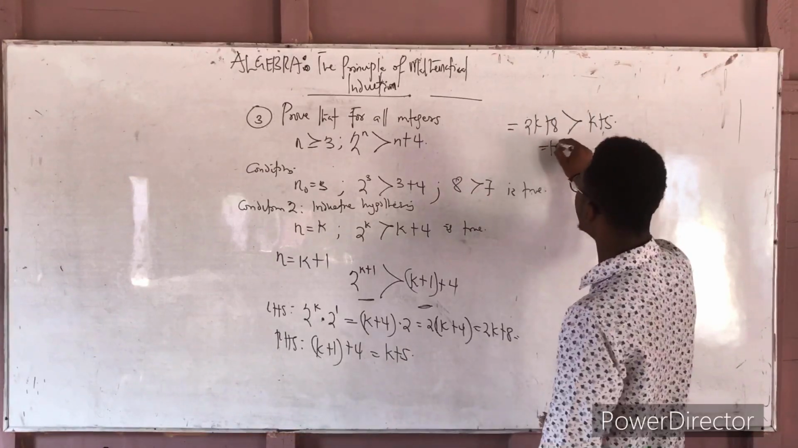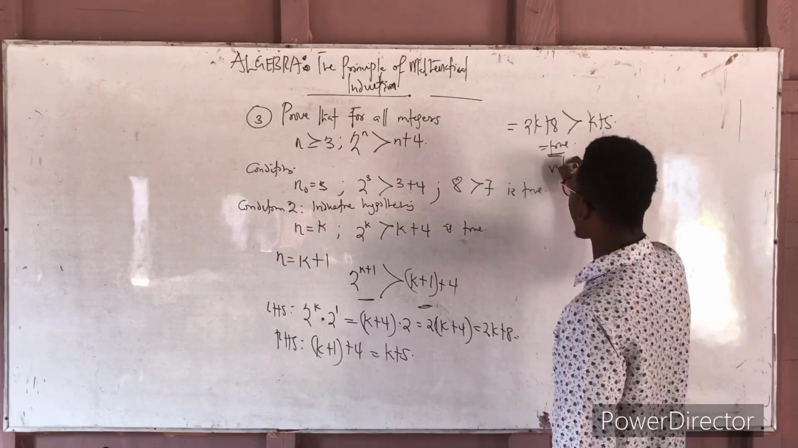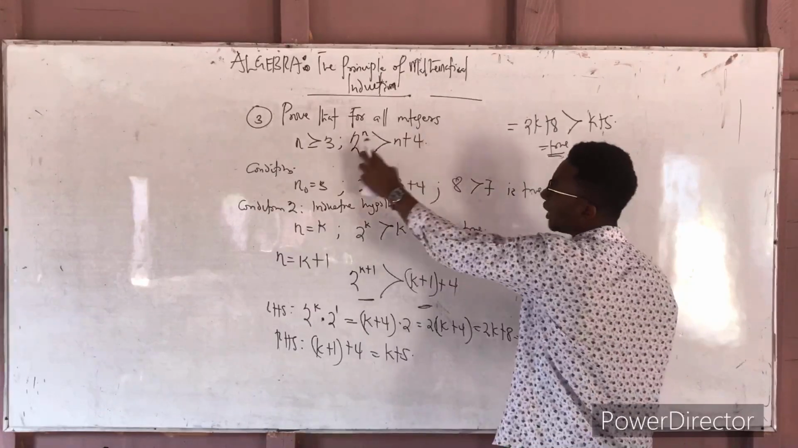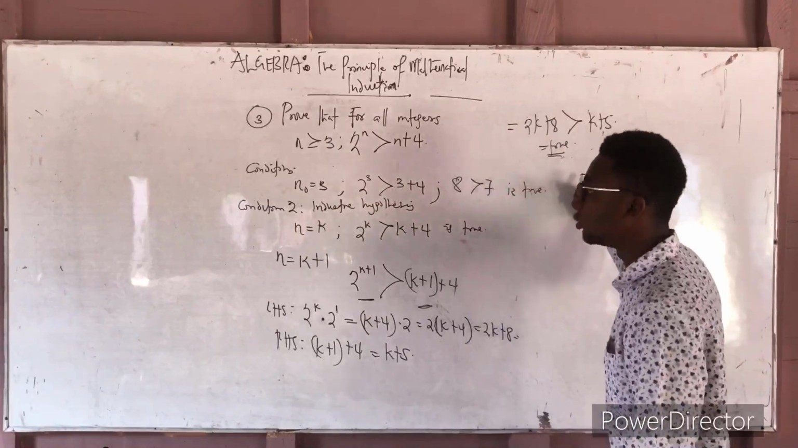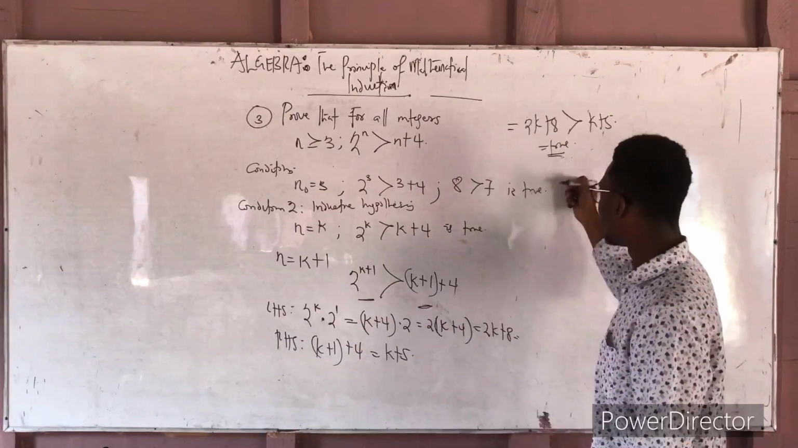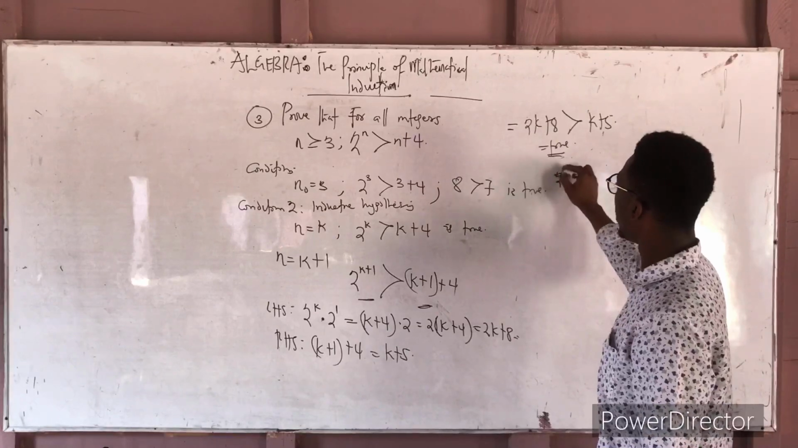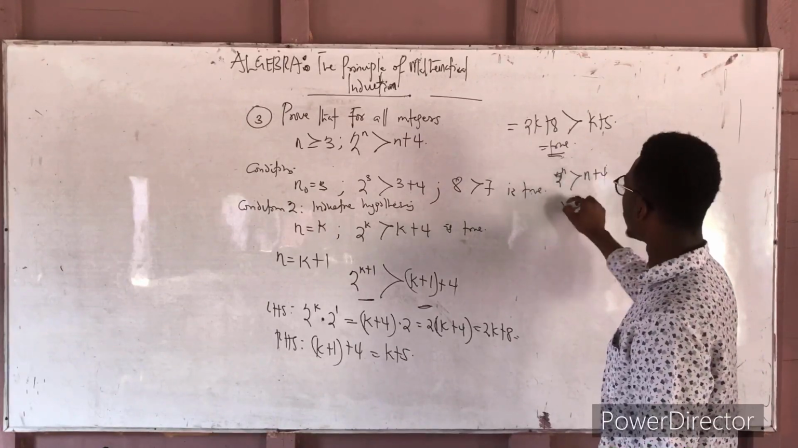So if this is also true, then the formula holds for all integers n greater than 3. So it makes the formula 2 to the power n greater than n plus 4 valid.